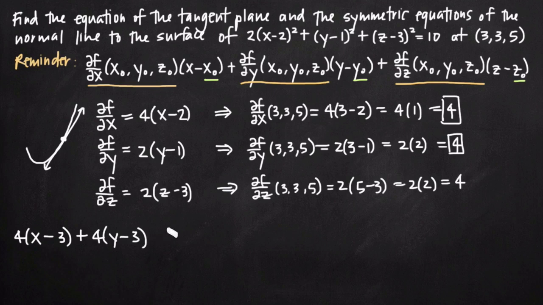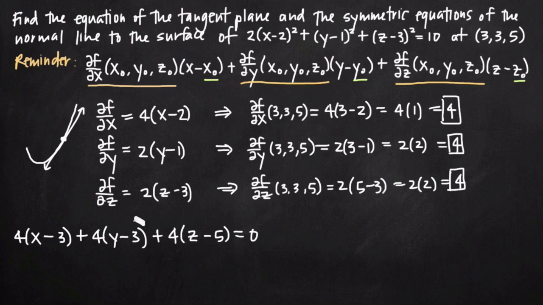So we plug 3 in, then we add to that the partial derivative with respect to z at the given point, which we know is also 4. So we get 4 times z minus z sub 0. Well, the value of z in our given point is 5, so we get z minus 5, and we're going to set that equal to 0. That's the equation of the tangent plane, set equal to 0.